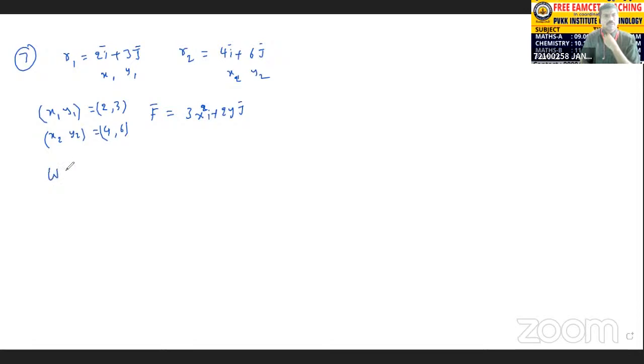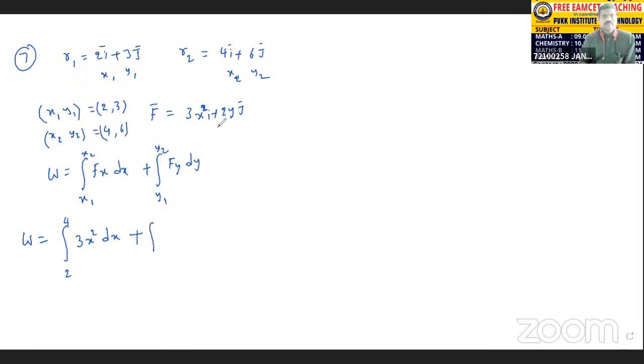Now find the work done. What is the formula? W is equal to the integration of Fx dx with the limit x1 to x2, plus the integration of Fy dy with the limit y1 to y2. So W is equal to the integration of Fx, which means 3x squared dx, with limit x1 to x2, 2 to 4, plus the integration of Fy, which is 2y dy, with the limit y1 to y2, 3 to 6.